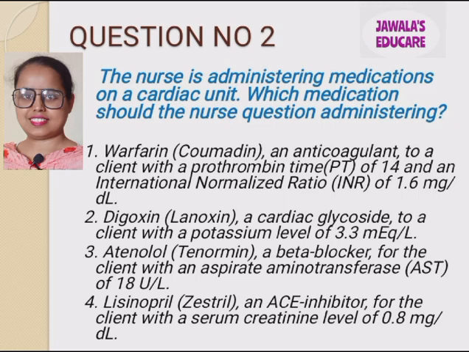The answer for this question is option number 2, that is digoxin, a cardiac glycoside to a client with a potassium level of 3.3 milliequivalent per liter, because this is an abnormal value and remaining options are within normal value.